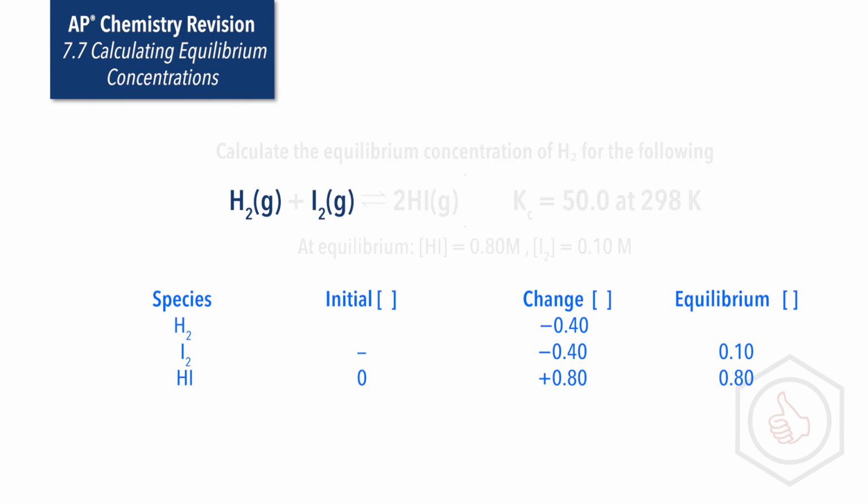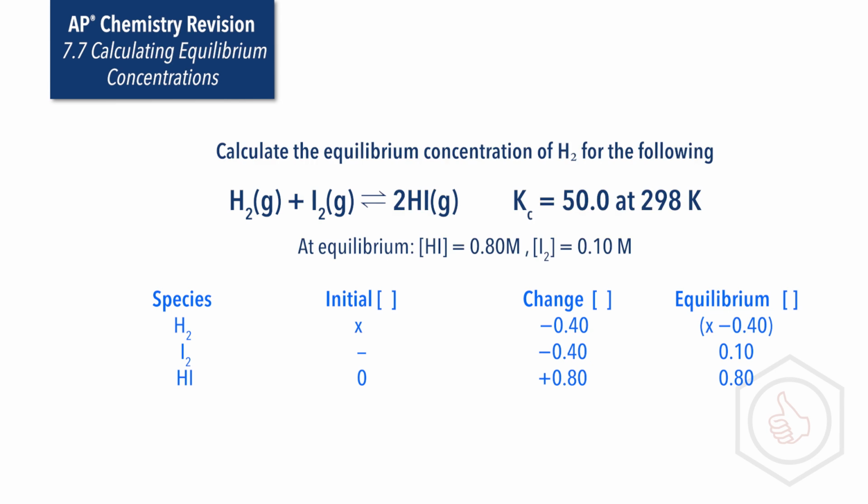Now we have equilibrium concentrations in our table. Equilibrium concentration of HI is 0.8, equilibrium concentration of I2 is 0.1, and equilibrium concentration of H2 is X minus 0.4 molar, because whatever the starting concentration was, it decreased by 0.4. Now we just need to substitute these values into our Kc expression to find the unknown X.